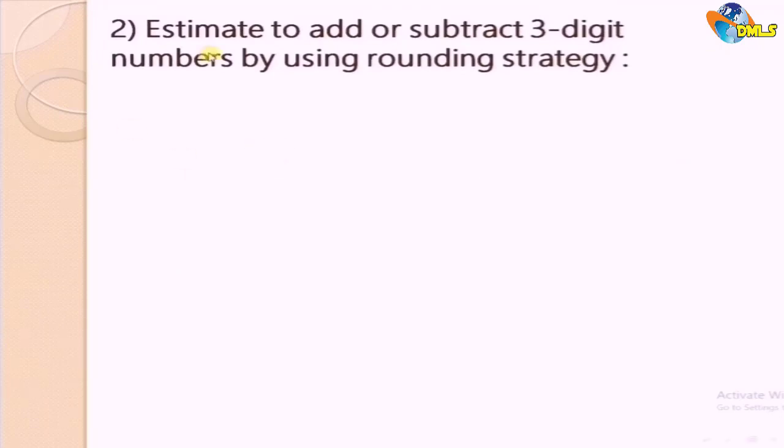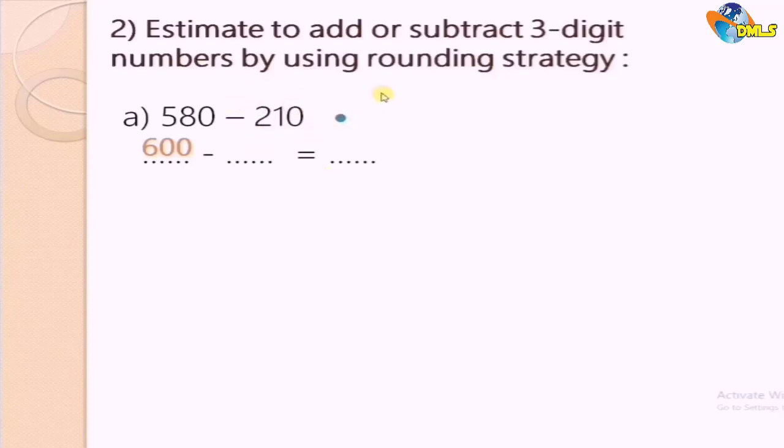Question number 2. Estimate to add or subtract 3-digit numbers by using the rounding strategy. Question A. 580 minus 210. As we said before, we will round each number by itself, then we will subtract the two numbers. The first number is 580. In the rounding strategy, if you want to round to the nearest 100, you will look at the tens digit. The tens digit is 8. 8 is a strong digit, so we will round up. So 580 will be 600.